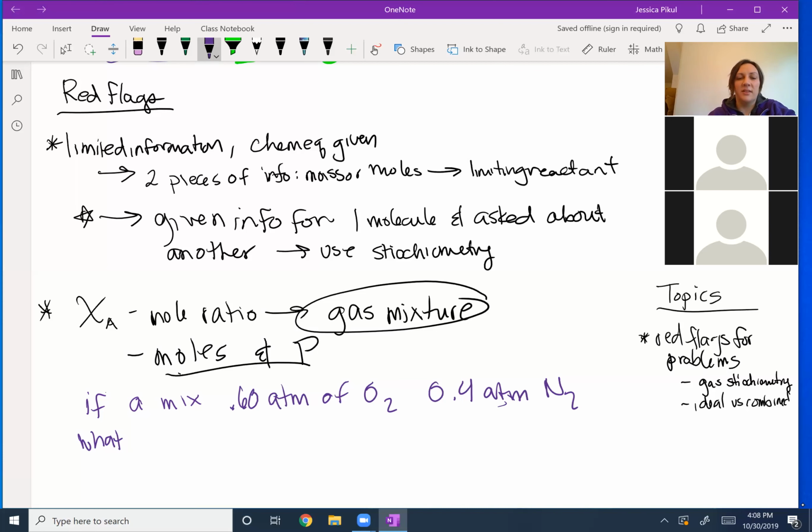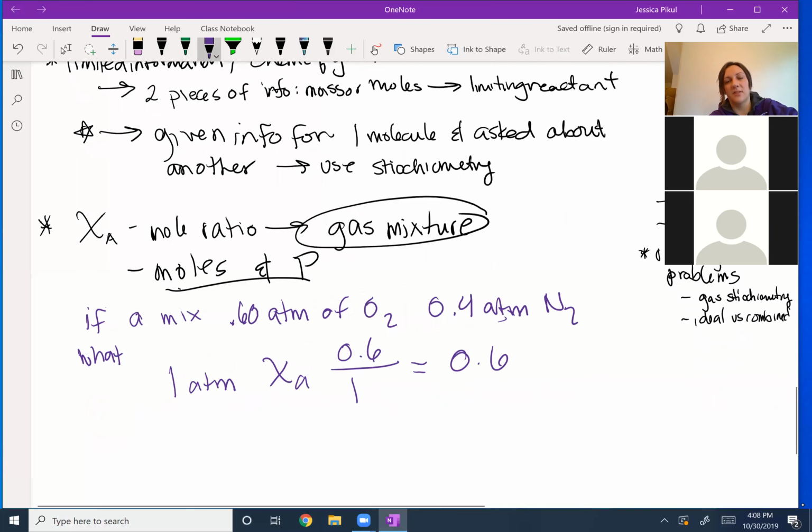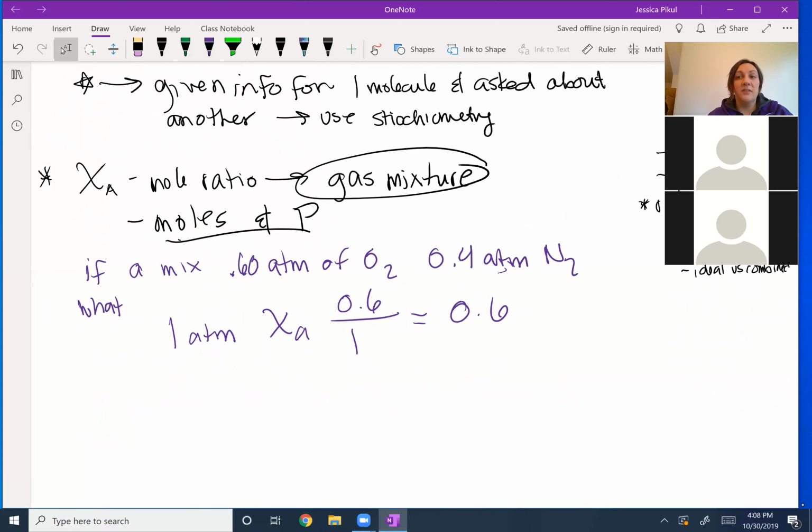You would be able to, with this, get a, so you have 1 atmosphere total. You could create a mole ratio for oxygen that was 0.6 divided by 1. So you'd have a mole ratio of 0.6. I know this is kind of simplistic. And so then if you knew the pressure of the total mixture, you could then find the pressure of the oxygen. Or sorry, the number of moles of the total.